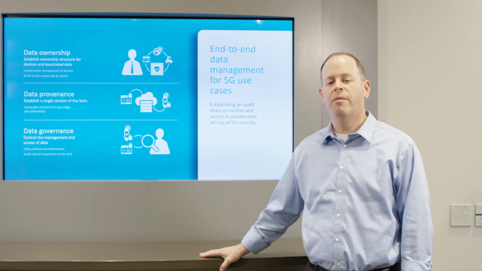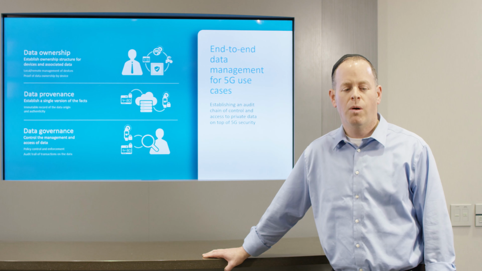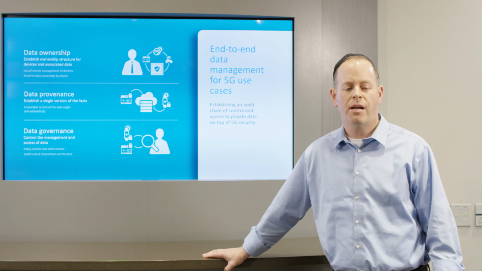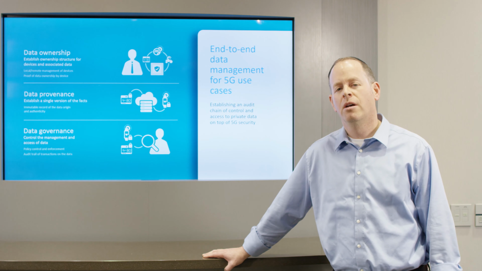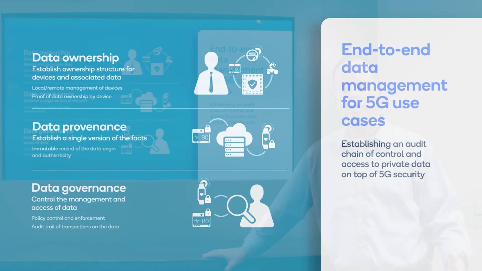So as part of the data management platform, we focused on three areas. One is data ownership, the other is data provenance, and finally data governance. Data ownership is basically establishing an ownership structure for the data, so establishing a relationship between the user or owner of the device and the device itself, and defining a structure to allow the owner to manage the data.